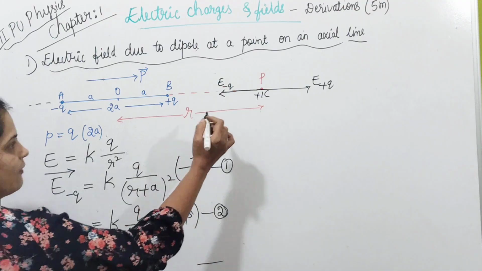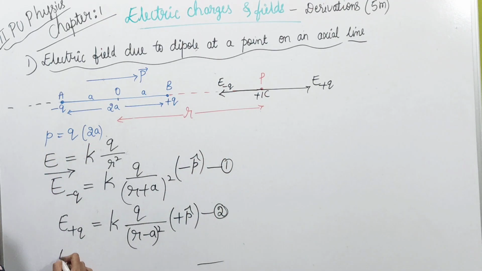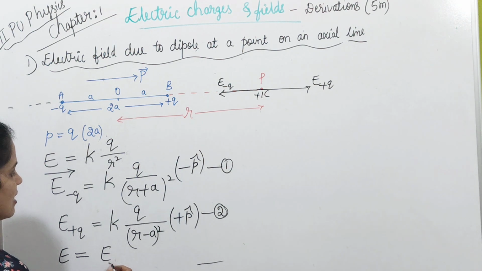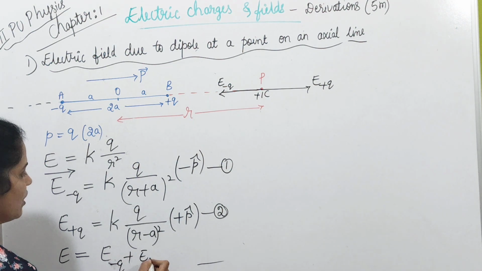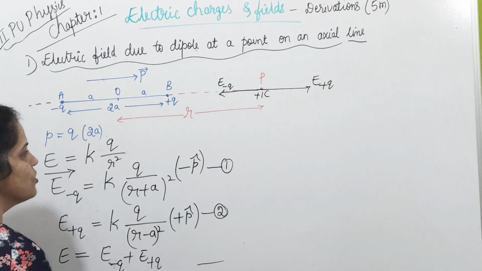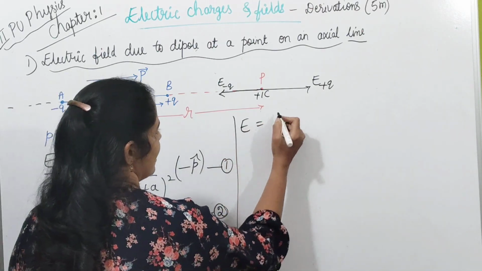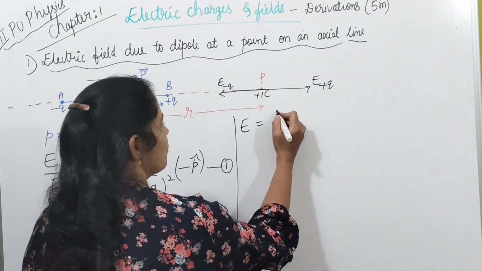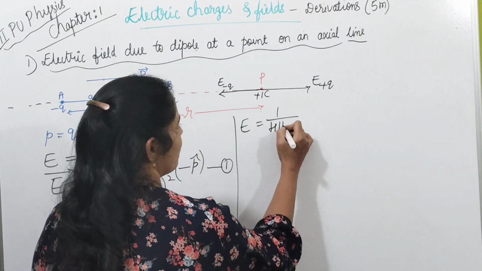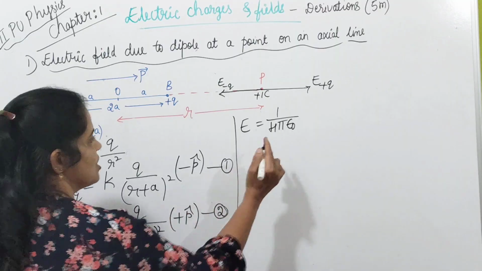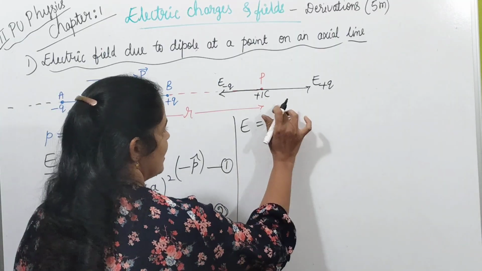Now total electric field at P, total electric field or resultant electric field means, let us add this, E minus Q plus E plus Q. Okay, resultant. So when we are adding these two, here we are writing like this, constant K, you can also write it as 1 over 4 pi epsilon naught. And what is the common term, which is Q? Q you write outside, okay?